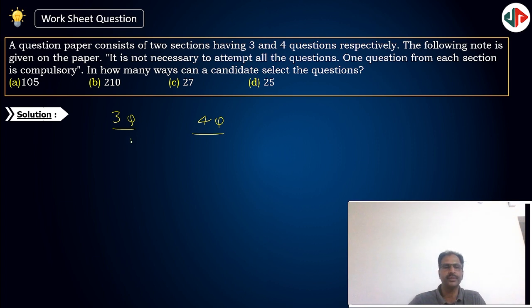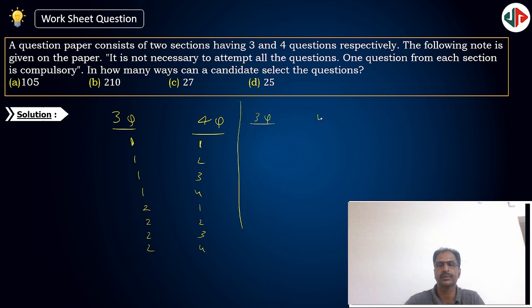Minimum 1 from each section. So I can write 1, 1. I can select 1 here, 2 here: 1, 3, 1, 4. Or I can write 2, 1, 2, 2, 2, 3, 2, 4. Next, any more possibilities? I can select 3 here, 1 here: 3, 2, 3, 3, 3, 4. These are the possible selections.